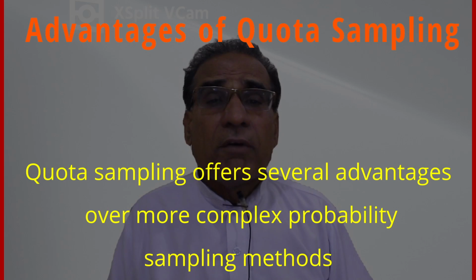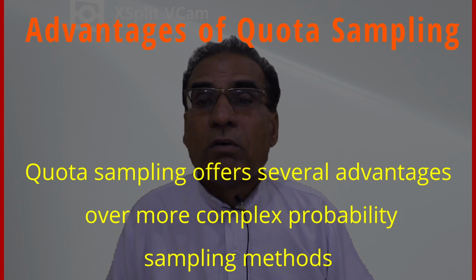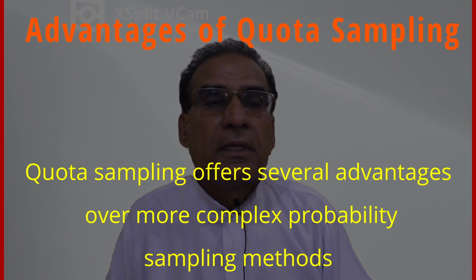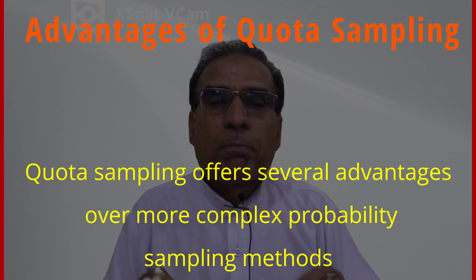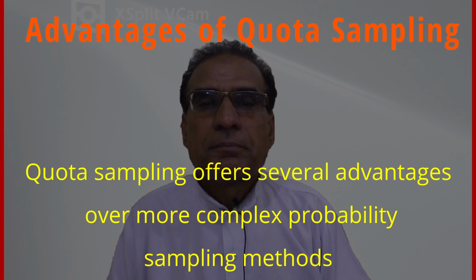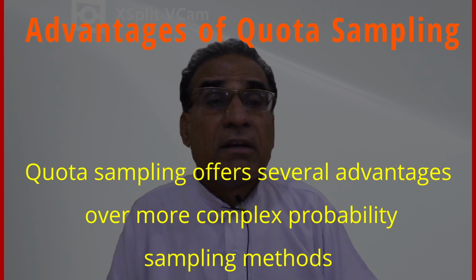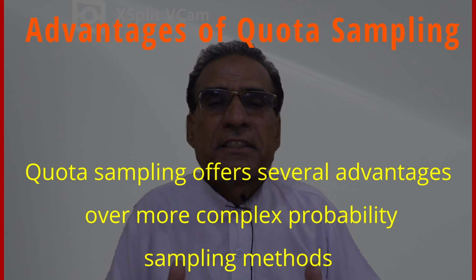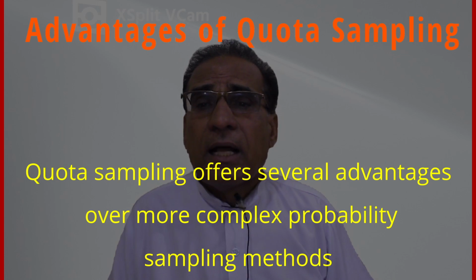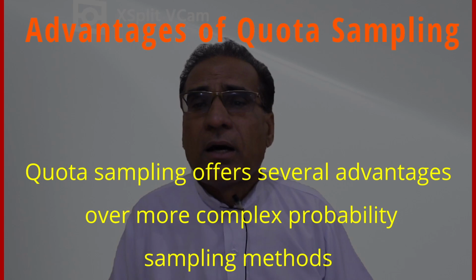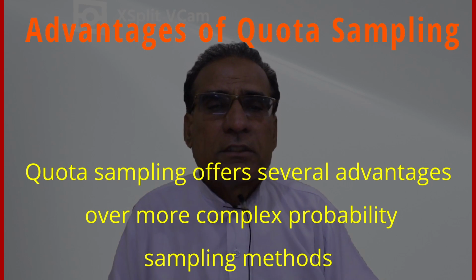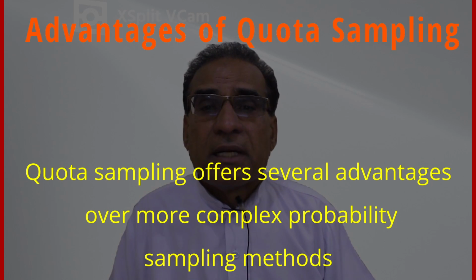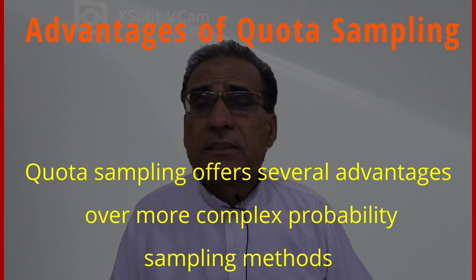Quota sampling offers several advantages over complex probability sampling methods. For primary data collection, quota sampling is relatively inexpensive, quick, and simple. Researchers can also ensure data are collected from all subgroups for a given set of characteristics, thus guaranteeing smaller groups are represented in the sample.